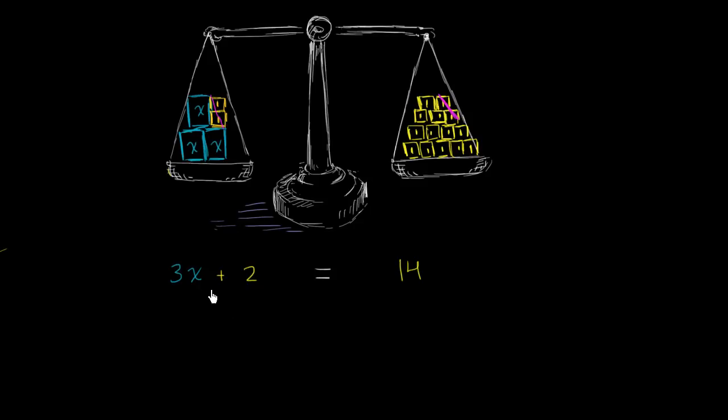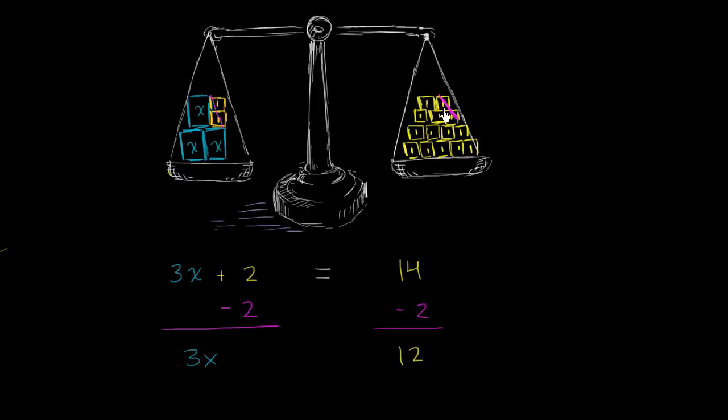And mathematically, what we're essentially doing is subtracting 2 kilograms from each side. So we're subtracting 2 from this side. So on the left-hand side, we now have 3x plus 2 minus 2. We're just left with 3x. And on the right-hand side, we had 14, and we took away 2. So we're going to be left with 12. We're going to be left with 12 blocks.